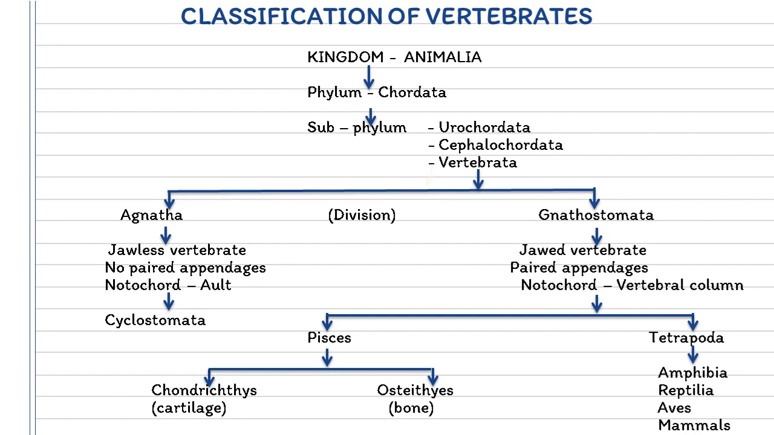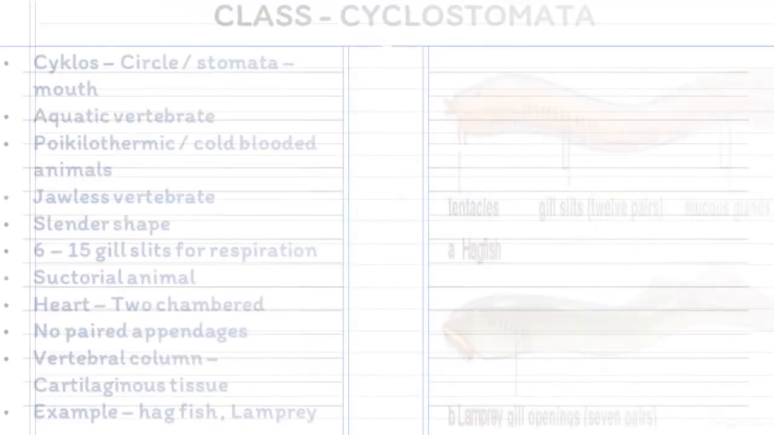Tetrapoda means there are 2 pairs of limbs for these organisms. That's why it is Tetrapoda, 2 pairs of limbs. Tetra means 4, right? The classes are amphibians, reptiles, Aves as well as mammals. So these 4 belong to Tetrapoda, right? This classification is what we are going to see elaborately in this class. Fine.